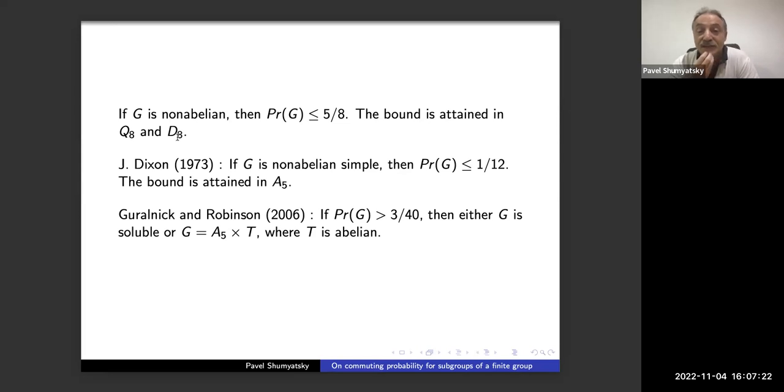Another interesting result is due to Dixon, who proved that if G is a non-abelian simple group, then the commuting probability is at most 1/12. And there is the result of Rob Guralnick and Geoffrey Robinson, which says that if the commuting probability is greater than 3/40, then G is either soluble or it is of the form A5 times T, where T is an abelian group and A5 is the alternating group of degree 5. These are all just examples of results in this area.